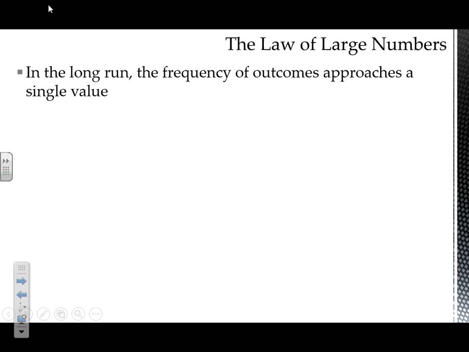So if we were to perform a random phenomenon over and over and over again, we should start to see a leveling out. We should start seeing things start to come together towards a certain value. For instance, when you flip a coin, what's the probability that it comes up heads? 50%. And why do you know that?